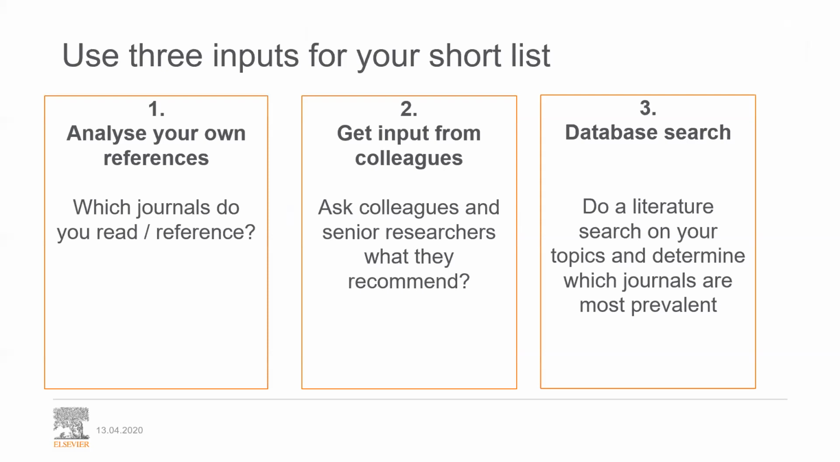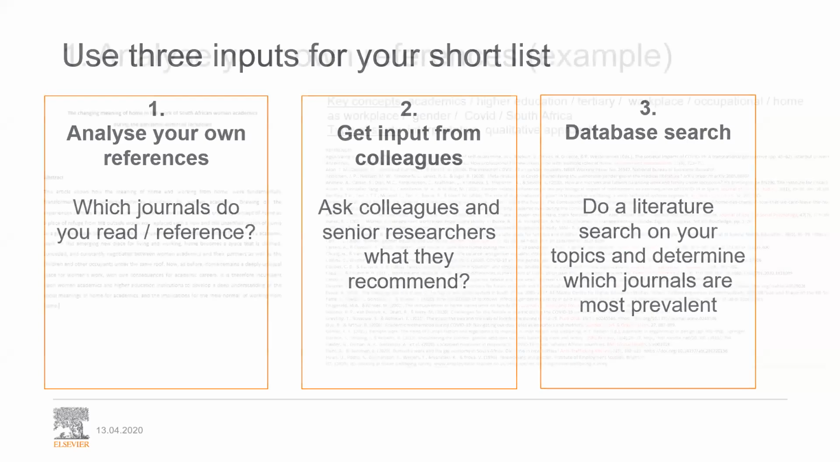So there are 3 inputs into your shortlist, right? We've spoken now that there are more than 300,000 journals out there. So you have to start with a shortlist, and a shortlist can be between 5 and 10 journals. But now the question is, how do you create a shortlist? There are basically 3 ways in which you can do that, or a combination of these 3 ways. The first way is to analyze your own references. So I'll show you an example here.